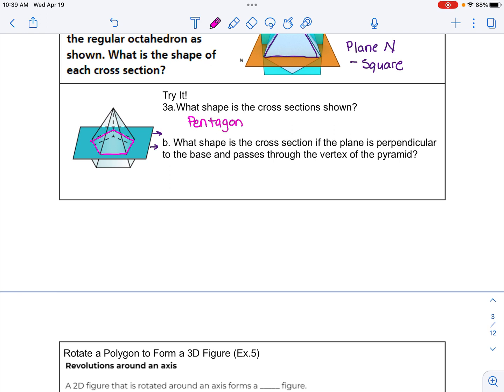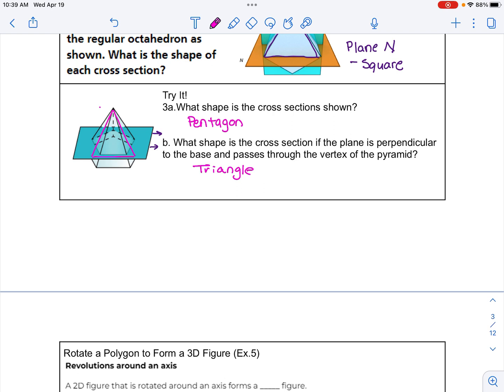Now it says, what if you cut it the other way? What if you cut it vertically? It says perpendicular to the base, but that just means if you cut it the other direction, say if I cut straight down, if you cut straight down, cut that front off from the back, we would see a triangle.